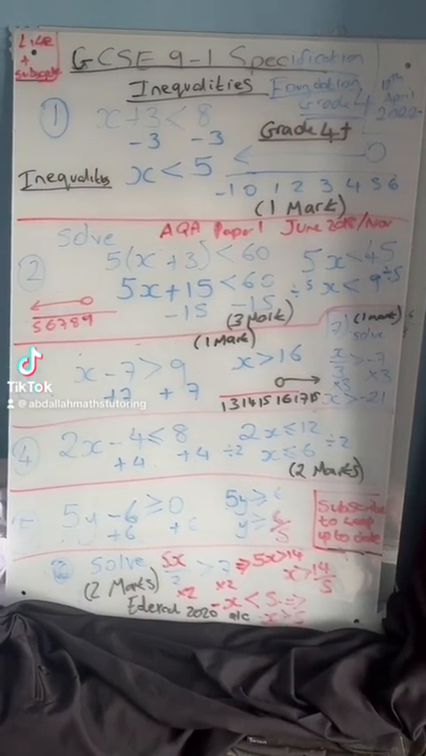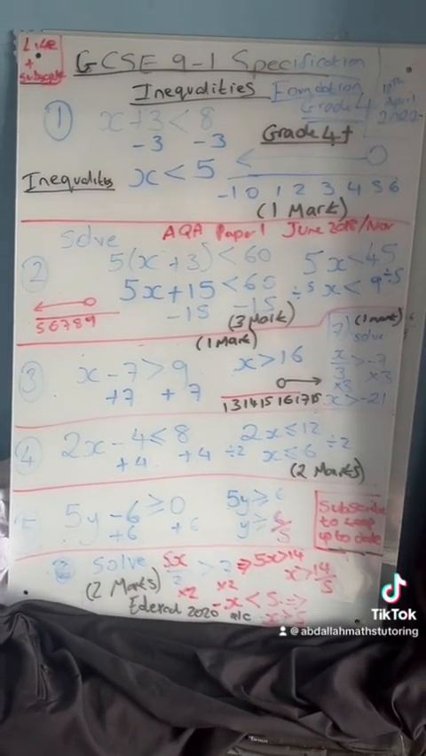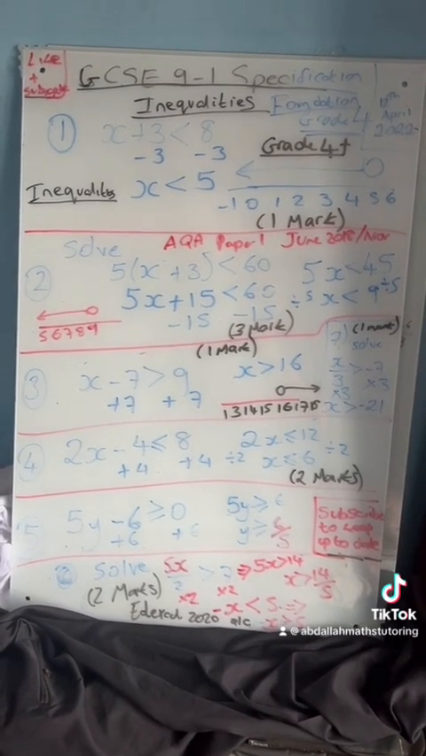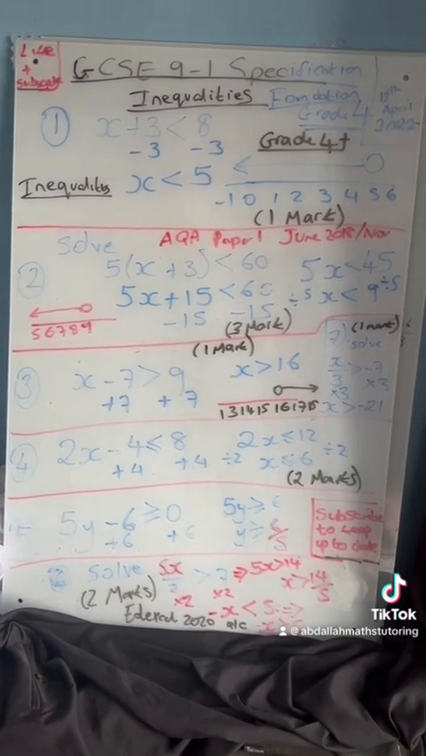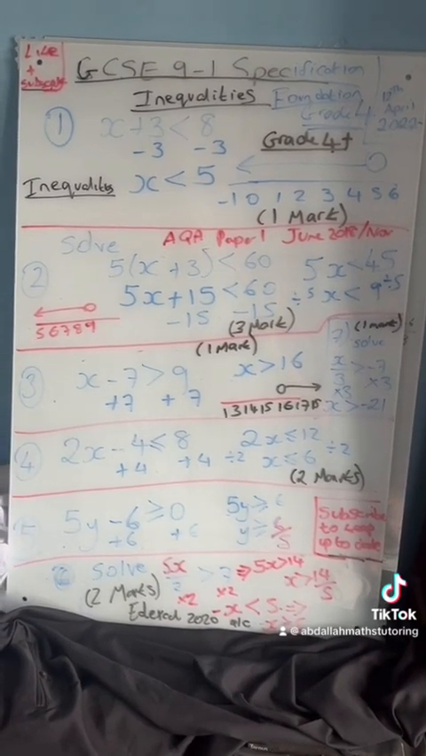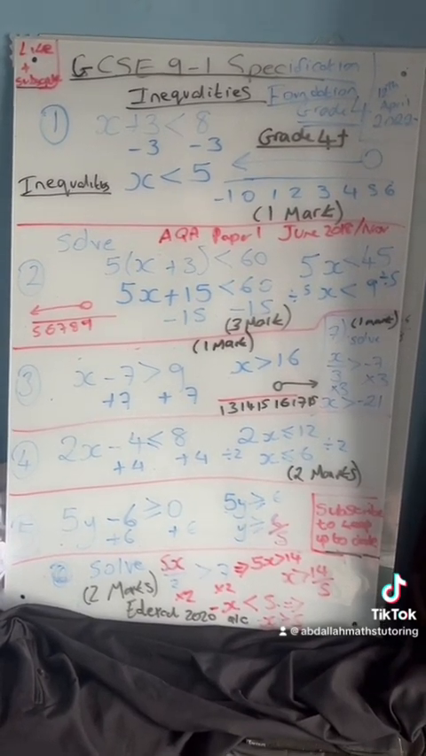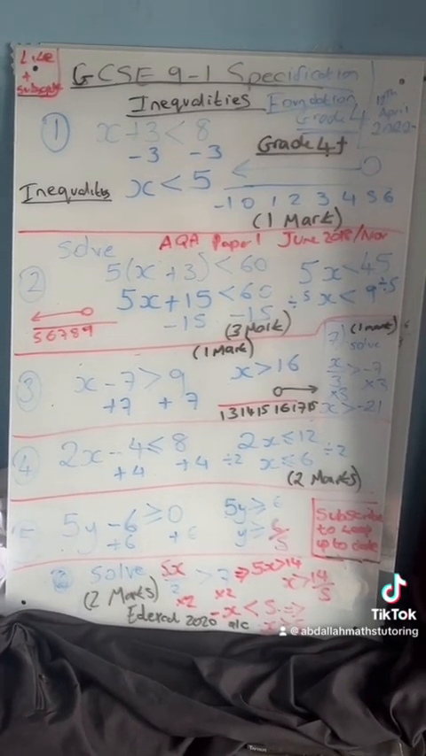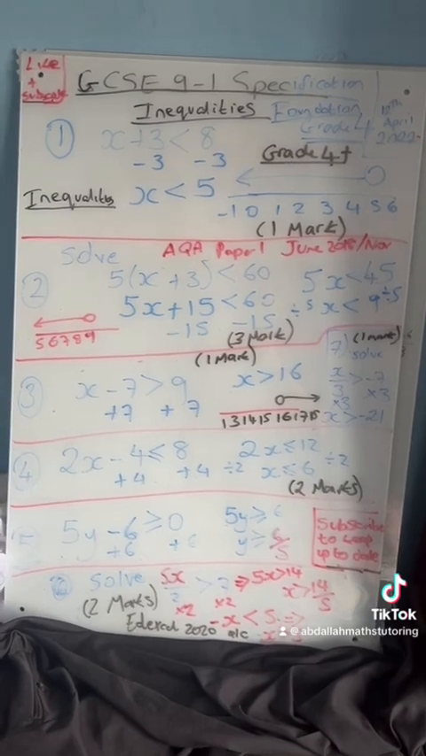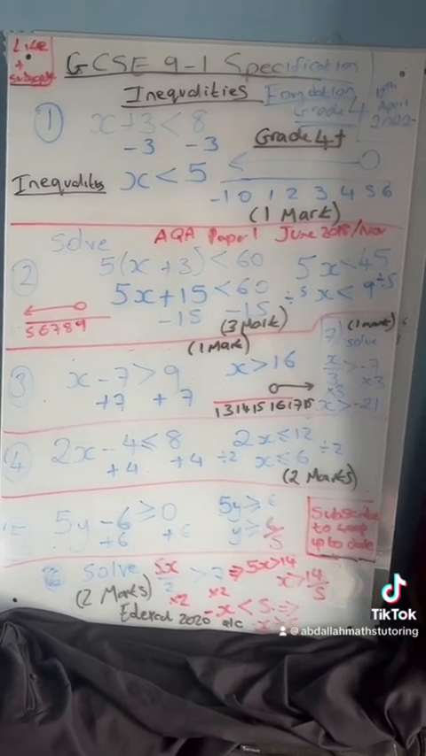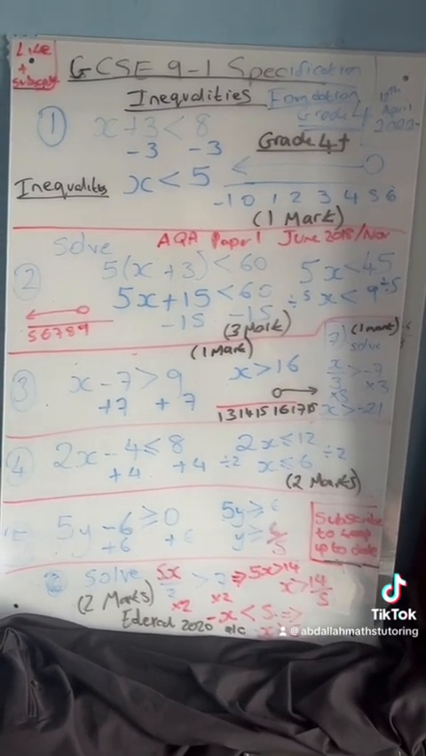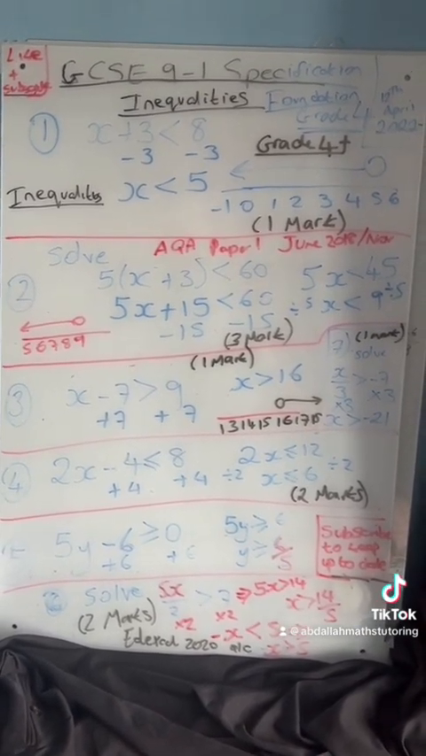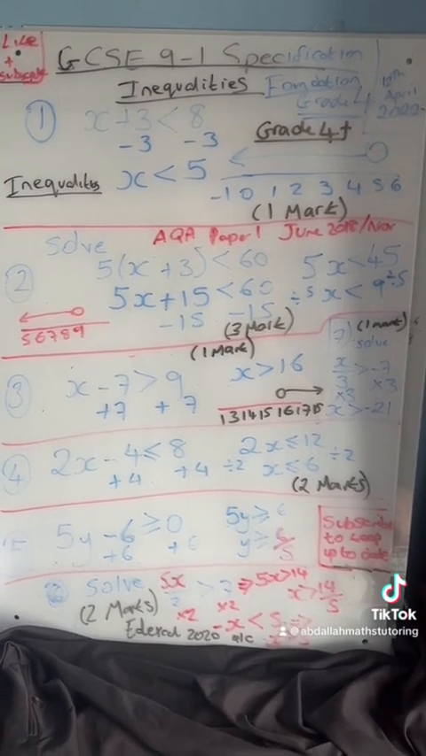Hi, welcome to this video looking at solving linear inequalities for GCSE 9 to 1 specification. We're looking at the foundation tier and we're looking at grade 4 plus in mathematics. This is going to be appropriate for the crossover topics for foundation and higher tier, but most of these questions would be aimed at foundation tier, although some of these questions have appeared on higher tier in previous years.